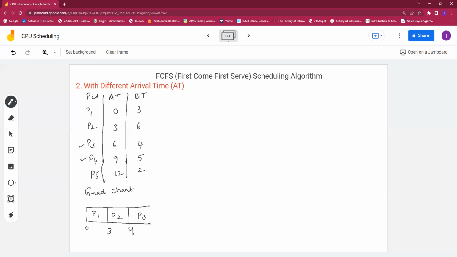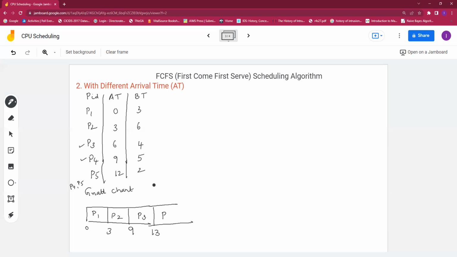So now P3 will be given to the CPU for execution. It is going till 4 milliseconds, so 9 plus 4 is 13 milliseconds. At this point of time, P4 and P5 are already there in the ready queue. Once again, the CPU scheduler will decide which has to be sent to the CPU. Here, P4 has the lesser arrival time, that means P4 arrived first, so P4 will be given to the CPU for execution.